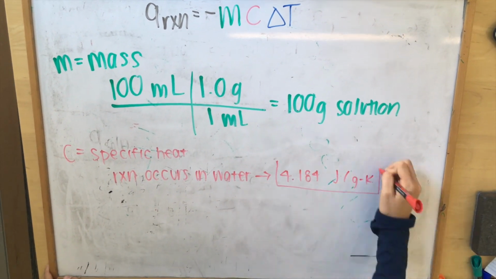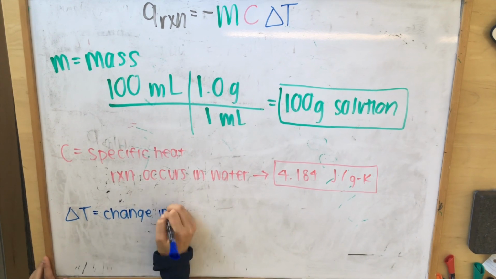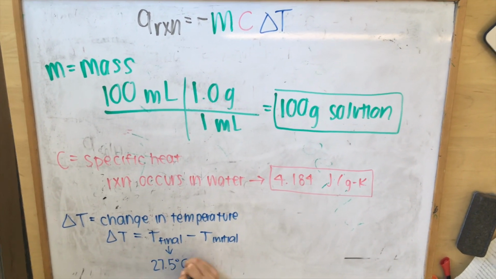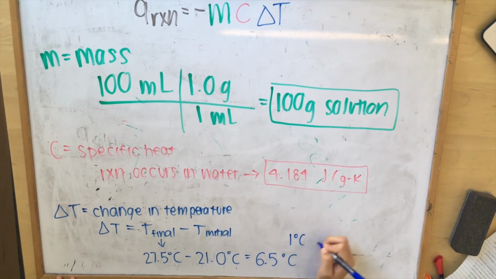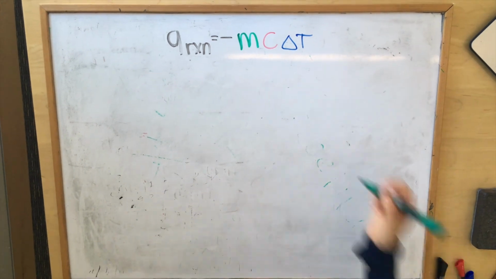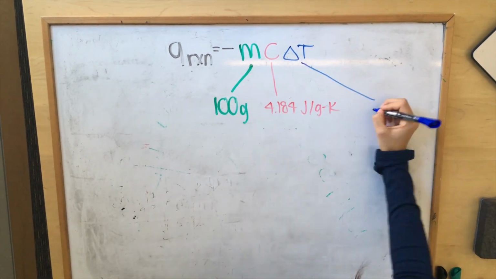ΔT represents the change in temperature, which is found by subtracting the initial temperature from the final temperature. Both these temperatures are given, and 27.5 minus 21 equals a change of 6.5 degrees Celsius. We need the temperature in Kelvin, and 1 degree Celsius is equal to 1 Kelvin. 6.5 degrees Celsius is equal to 6.5 Kelvin, which is our final answer. By using these values in our equation, we get that the heat of reaction is equal to negative 2.7 kilojoules.